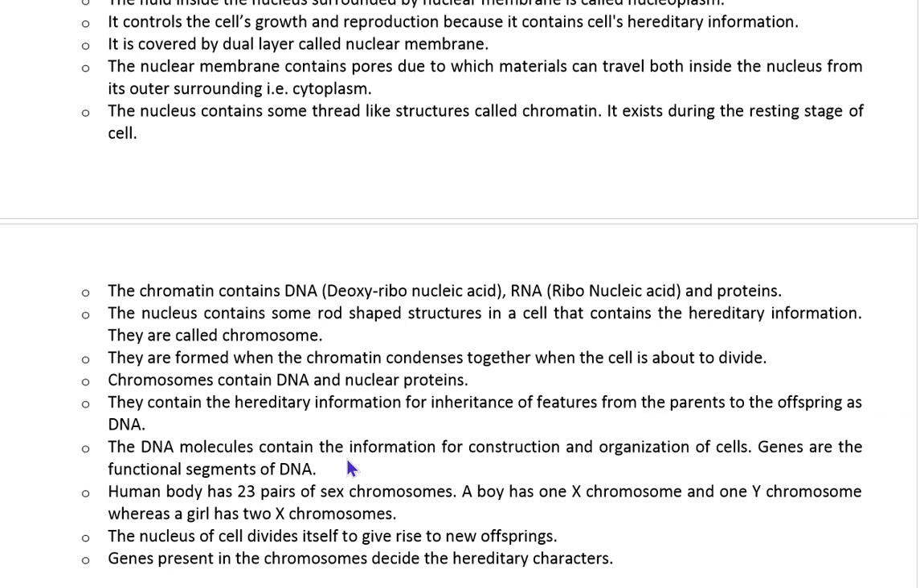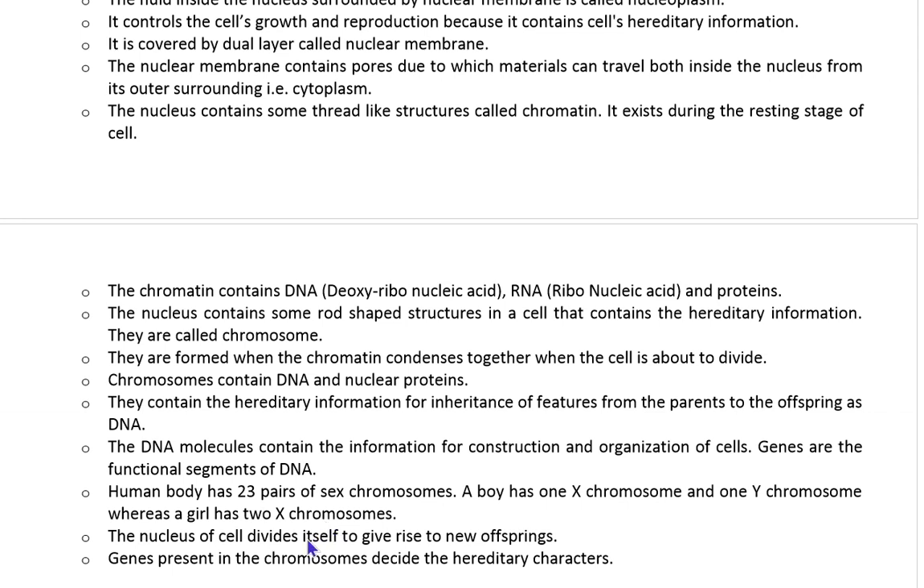So all hereditary information, when a cell is getting divided into two cells, all information about its structure, function, shape, and size is present in the nucleus. The human body has 23 pairs of chromosomes, and out of that, the last 23rd pair is called the sex chromosome. In a boy child, we have a pair of an X chromosome and a Y chromosome. In a girl child, there is a pair of XX chromosomes.